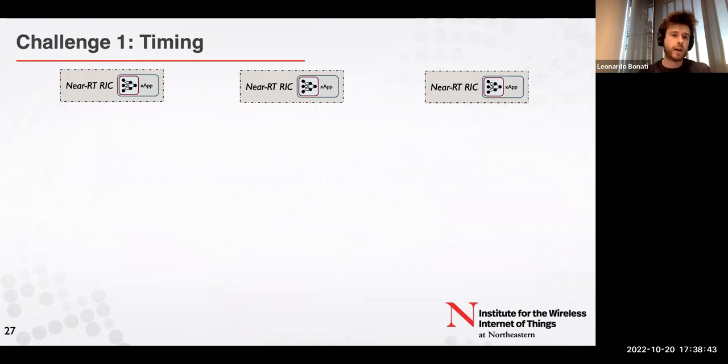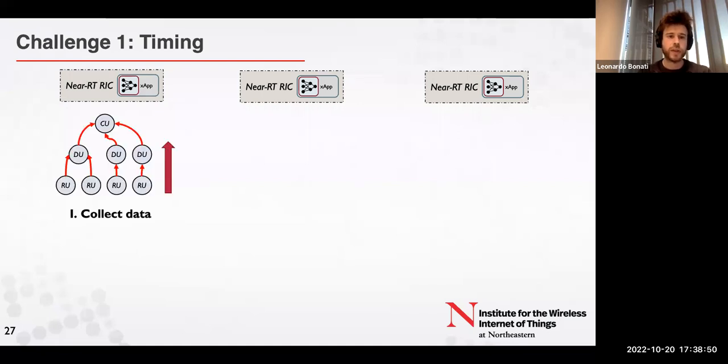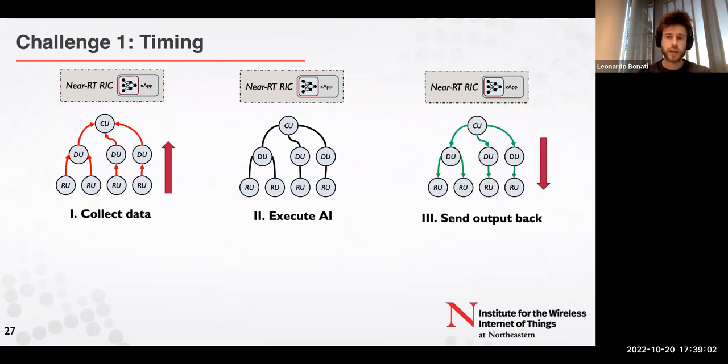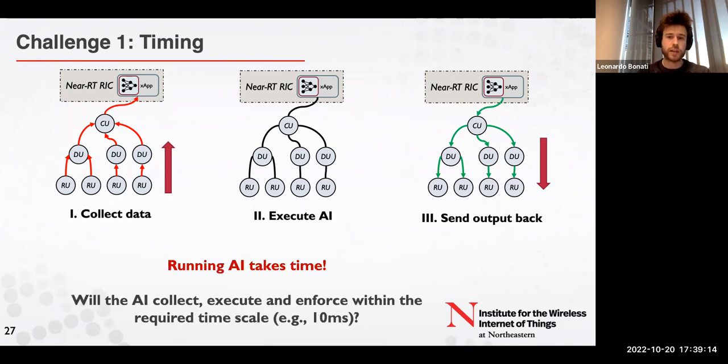So in doing this, we have a number of challenges. One challenge could be the timing. For example, we need, first of all, to collect our data from our RAN. And then we have to execute the model, so execute the AI. And then we have to send the output back. But this can be run, for instance, through xApps. So the model can be run through xApps in the near-real-time RIC. But the time to collect the data, execute the AI, and send the output back requires a lot of time.